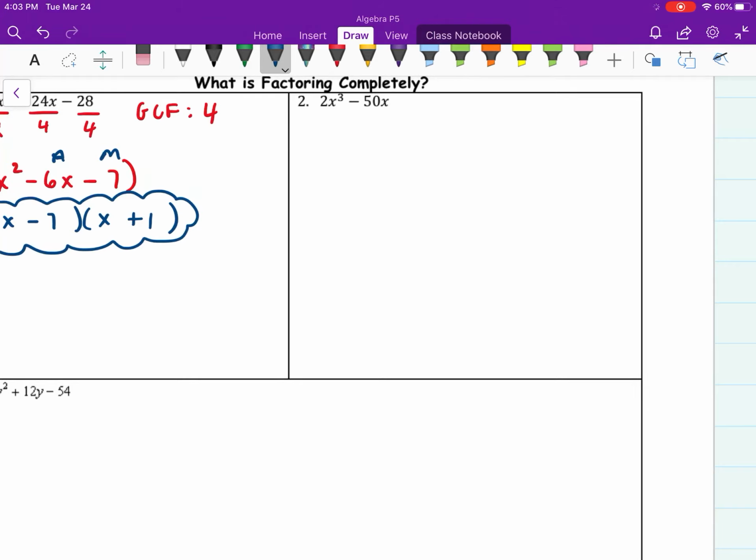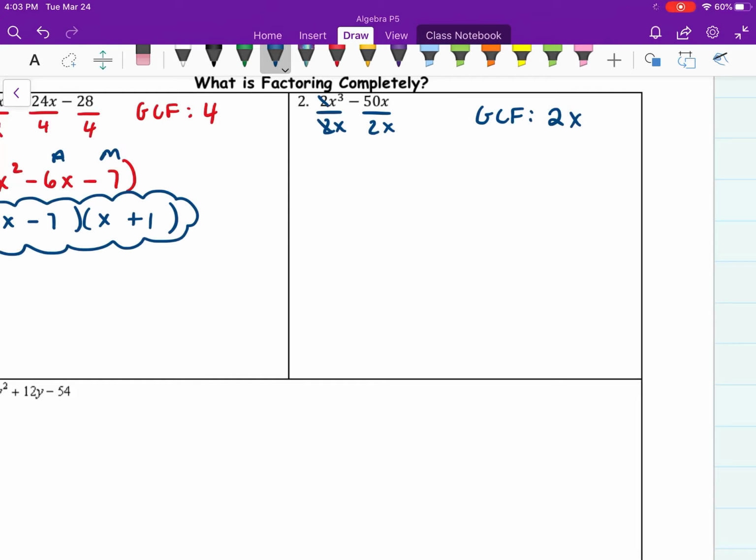Let's take a look at number 2. Always start with GCF, and if it can't be GCF, move down to the dots or the AM method. I do see that they both have a 2 in common and an x in common. So divide by 2x.